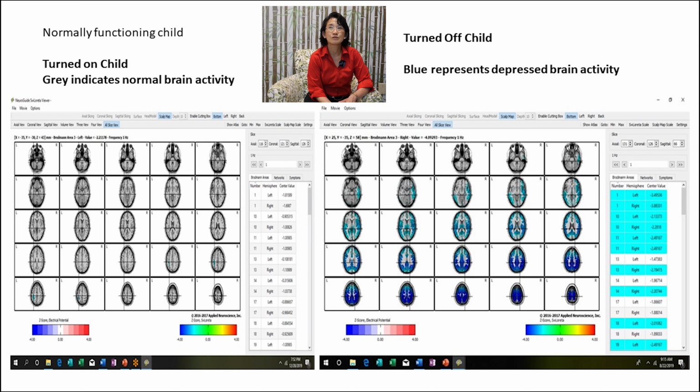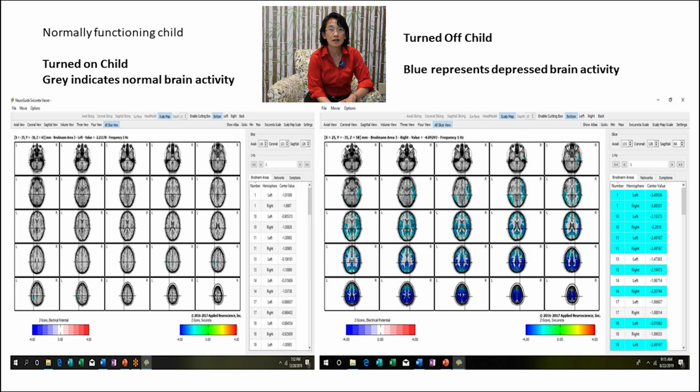And on the right here, where you can see blue circles, I am sure every teacher and every parent has encountered them. This is what I would call a turn-off student. They are not interested, they don't seem to understand what you tell them, they're not motivated. If you look inside their brain, it's not turned on. Blue basically means the activity level is lower than normal.